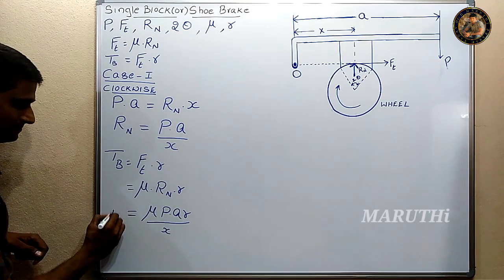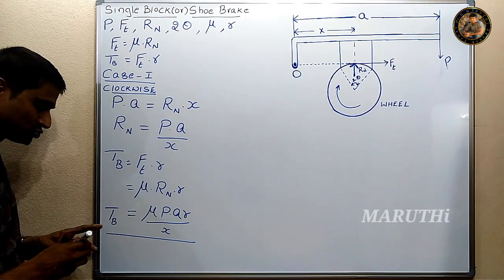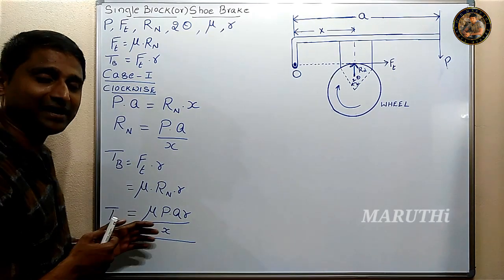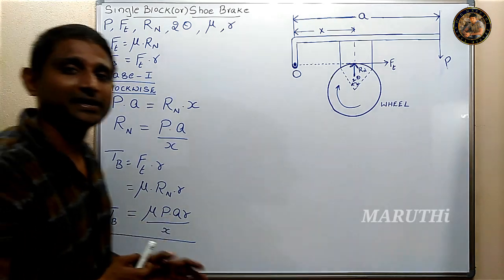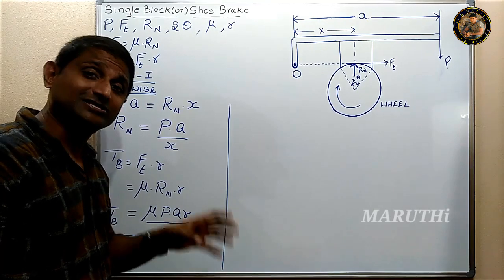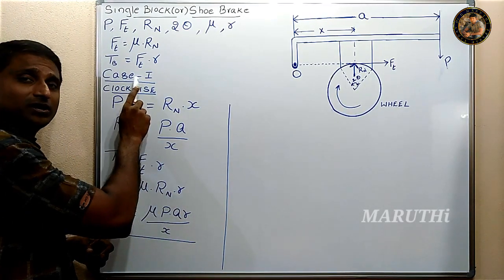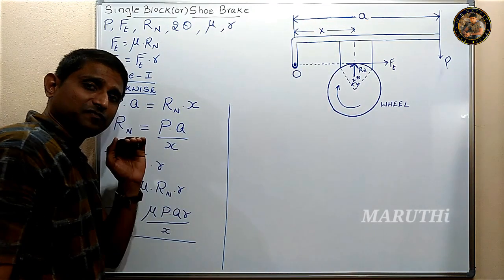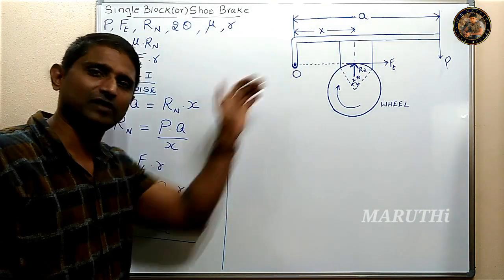So finally, the braking torque equals mu into P into A into r by x. So this is the braking torque. Okay, now we'll take the second case, not the second case actually. Here there is a second possibility. Case 1 is the same case 1, where the line of action of friction force is passing through fulcrum itself.